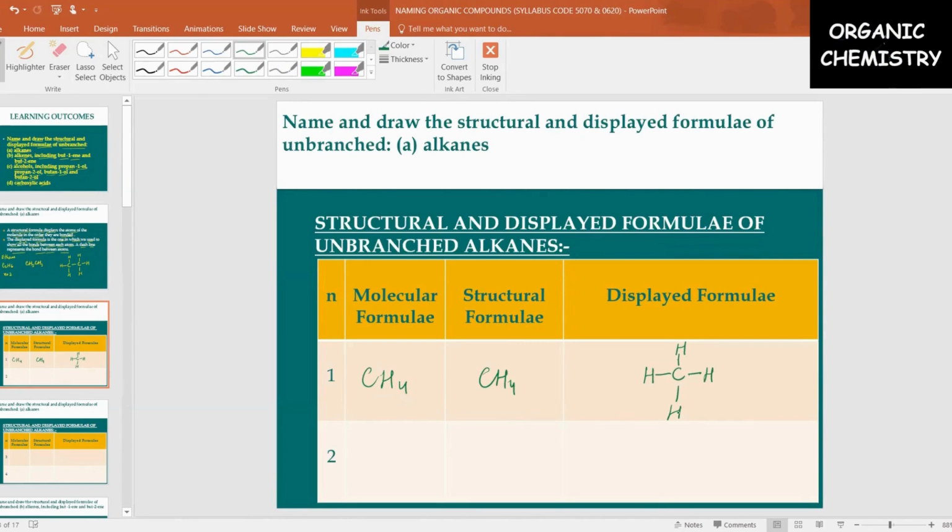For the second member, the value of N is 2. The molecular formula will be C2H6. In order to predict the molecular formula, recall the general formula of alkanes, which is CnH2n plus 2. Now, coming back to this ethane, the structure formula of ethane will be CH3CH3. Now, displayed formula: you have to show the bond between each atom. 1 bond between 2 carbon atoms. This will be counted as the first bond. 1, 2, 3, 4 for this carbon, 1, 2, 3, 4. Now placing hydrogen atoms.